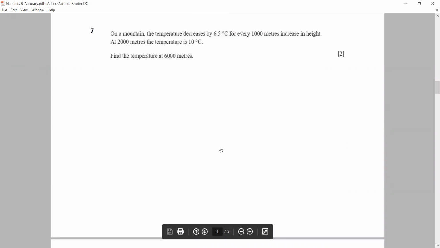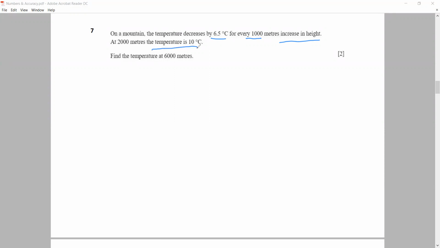Question number 7. On a mountain, the temperature decreases by 6.5 degrees Celsius for every kilometer increase in height. So at 2,000 meters or 2 kilometers, the temperature is 10 degrees Celsius. Find the temperature at 6,000 meters. So from 2,000 to 6,000, I have to go up 4,000 meters, right? And I know for each 1,000 that I go up, the temperature drops by 6.5 degrees Celsius, right? That's the value given in the question.